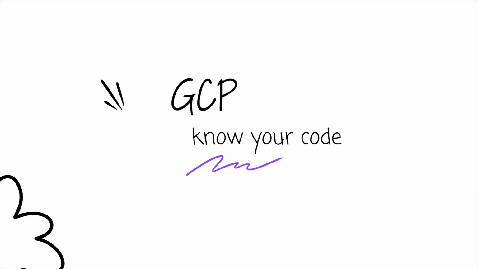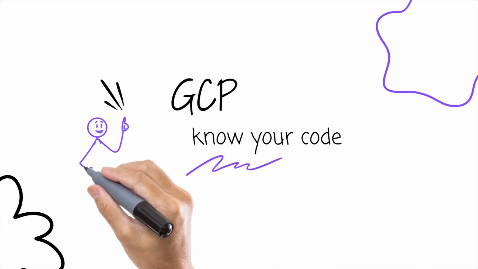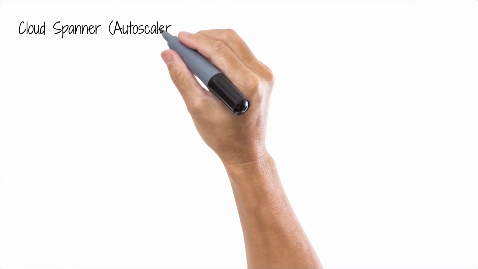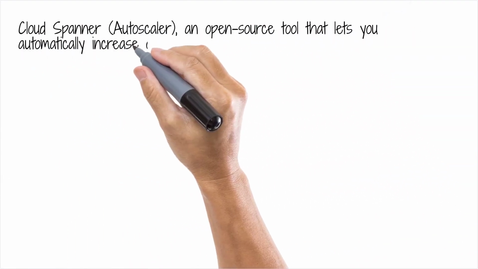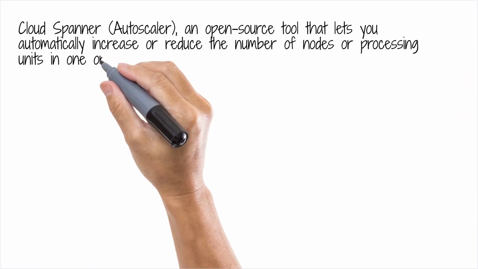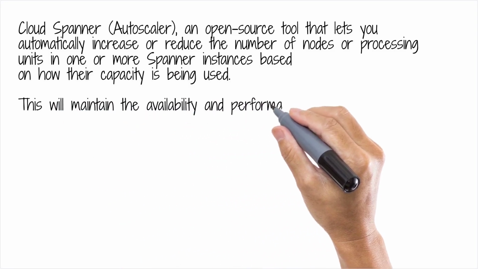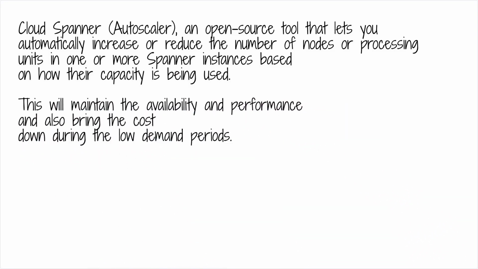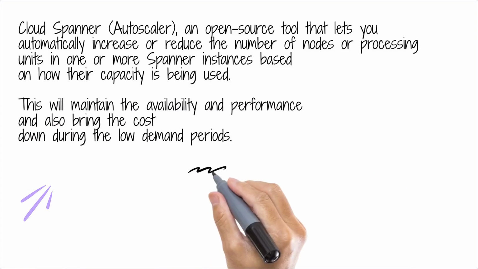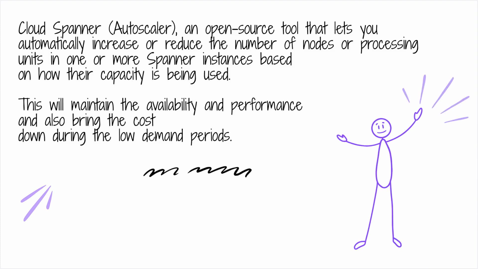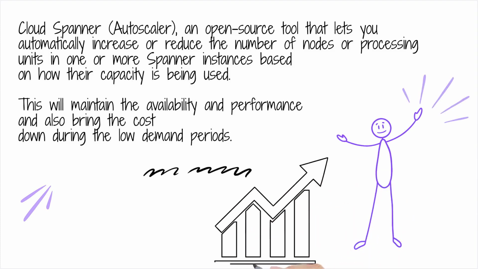Today we will learn about Cloud Spanner automation and its importance. Cloud Spanner Autoscaler is an open-source tool that lets you automatically increase or reduce the number of nodes or processing units in one or more Spanner instances based on how their capacity is being used. This will maintain availability and performance and also bring the cost down during low demand periods.